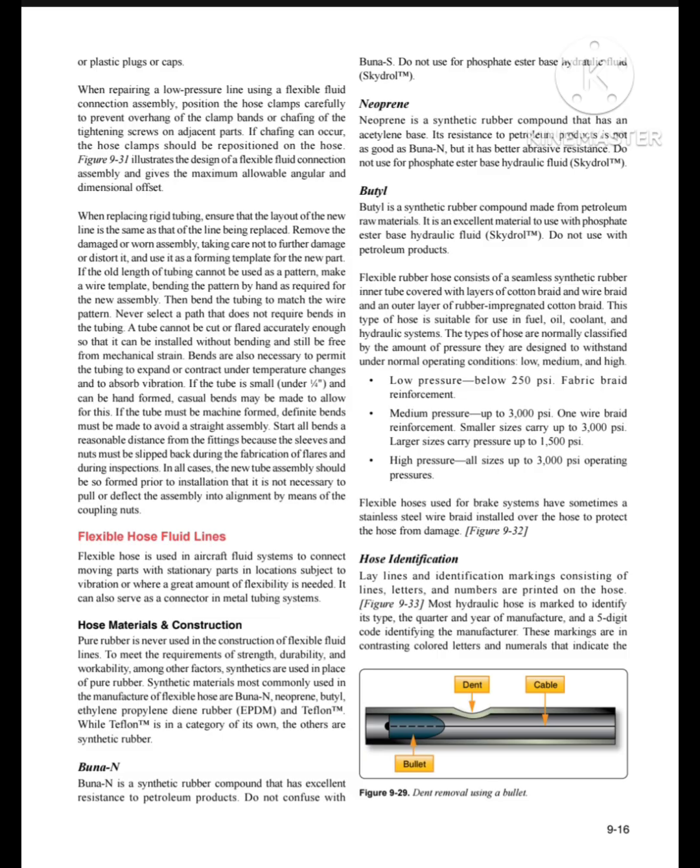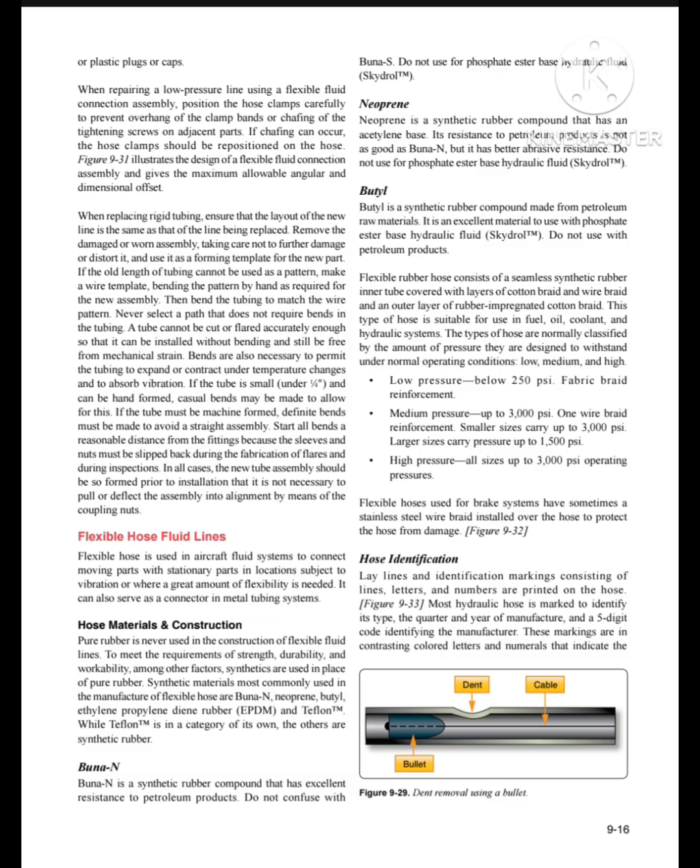Buna N is a synthetic rubber compound that has excellent resistance to petroleum. Neoprene is a synthetic rubber compound that has an acetylene base. It is resistant to petroleum products, not as good as Buna N, but it has better abrasion resistance. Do not use it for phosphate ester base. Butyl is a synthetic compound made from petroleum raw materials. It is an excellent material to use with phosphate ester base hydraulic fluid. Do not use it with petroleum products.